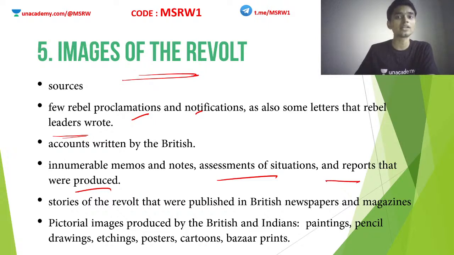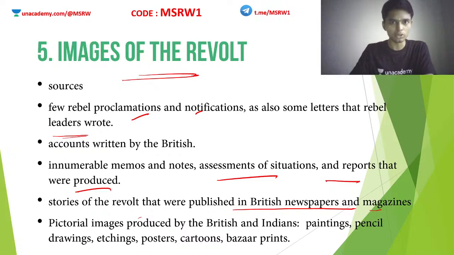So this is the prominent source: stories of revolt that were published in British newspapers and magazines. Just like in India, where mass media was used to spread this revolution, in the British press also this was noted. This revolution was immensely denounced in Britain. The public of Britain eventually turned against Indians and they wanted to have revenge.